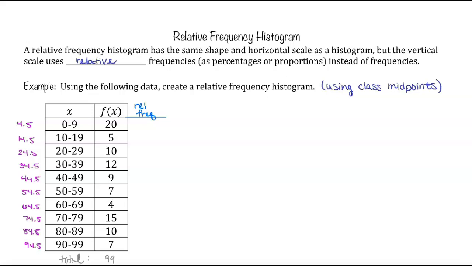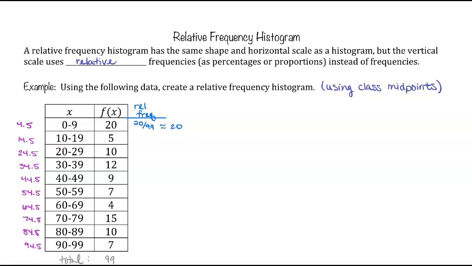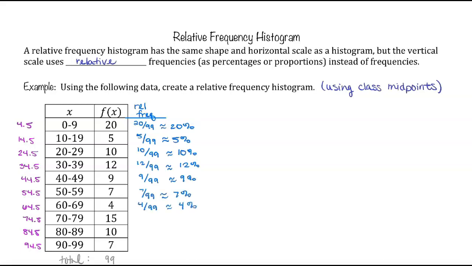For our first class, we have a relative frequency of 20 over 99, which is about 20%. For the second class, we divide 5 by 99, which is approximately 5%. For the third class, we take 10 and divide that by 99, and we get approximately 10%. And continuing in this way, we can find the relative frequency for each class. Now we have everything we need to construct a relative frequency histogram.